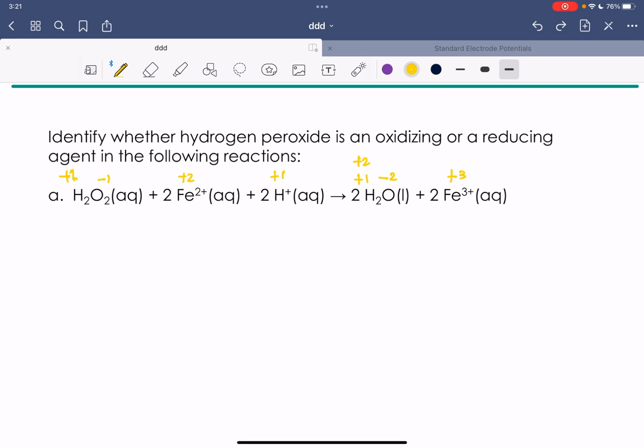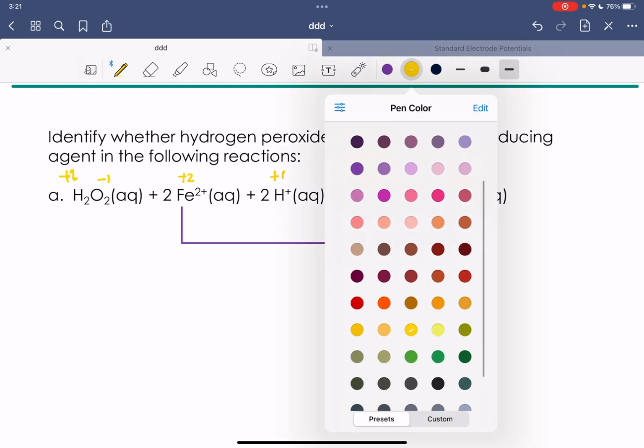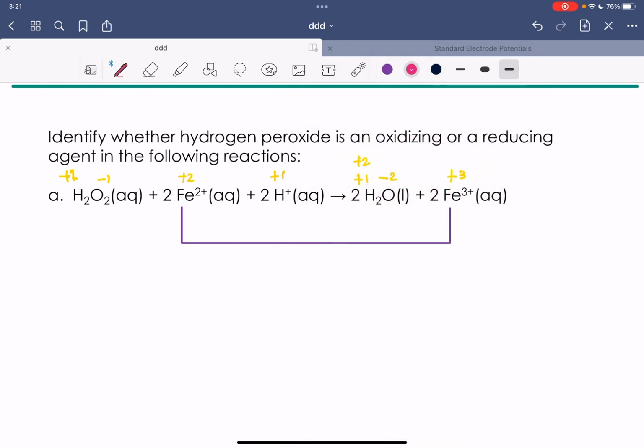And then after we give oxidation states for every component in our compounds in this reaction, we just look at the species that changed oxidation state. For example, iron 2 plus became iron 3 plus. So it went from a 2 plus oxidation state to a 3 plus oxidation state. Remember the rules for oxidation states, the charge is the same as the oxidation state. And then our oxygen from negative 1 became negative 2.